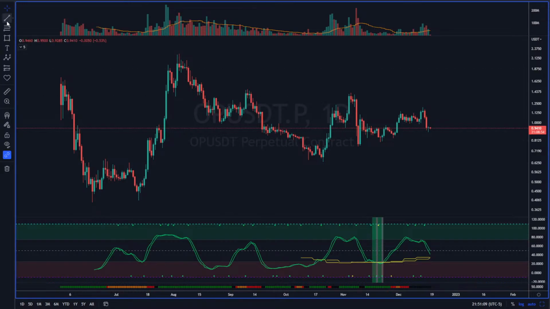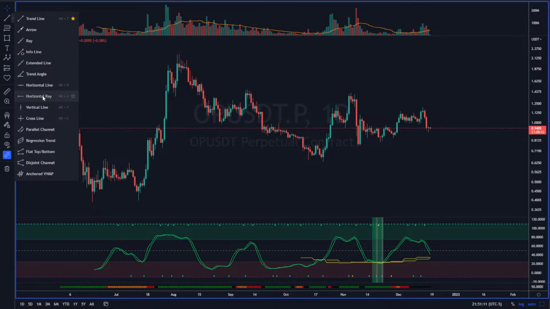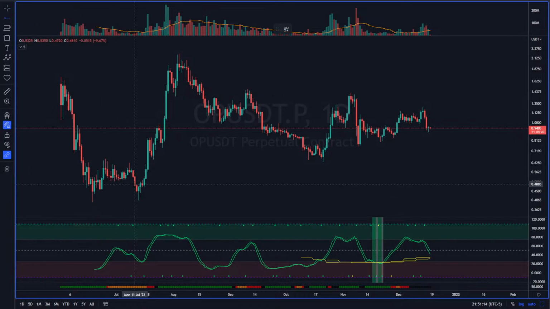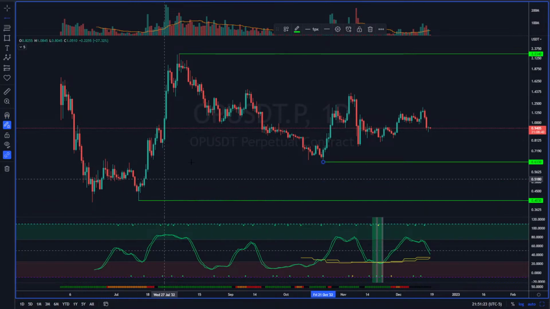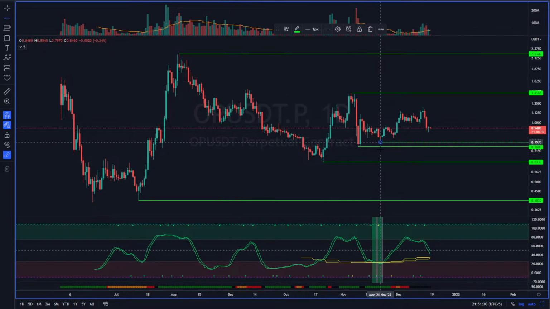So we're going to start with, I'm just going to go ahead and get my horizontal ray tool on here. We've got a low right there, and then we've got a high right here. Okay, and we've got a low right here, which is higher than this low, and then we've got another high right here, which is lower than this one. That's interesting. Okay, we've got a low here, a low here, a low here, and then we've got a high right here. Each one of these is higher than the previous low or lower than the previous high.